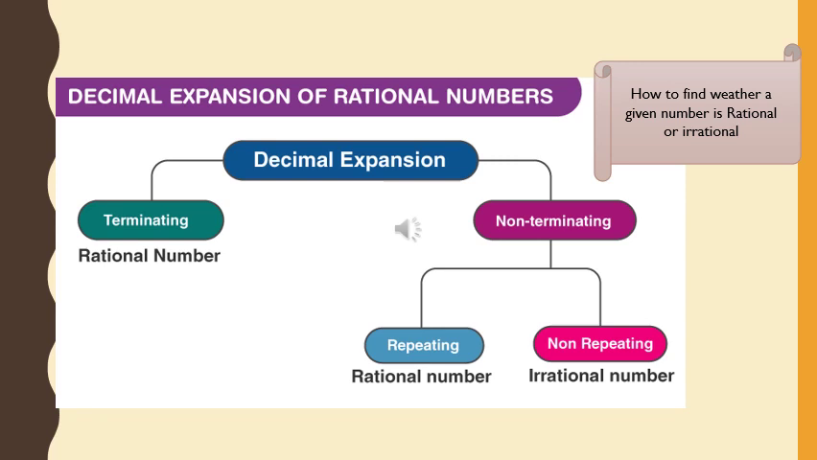So again, there are three kinds of decimal expansion: terminating, where the division process stops; non-terminating repeating, where a number or a set of numbers keeps on repeating and the decimal process does not stop; and non-terminating, non-repeating, where the decimal process will not stop and neither will it repeat. The first two kinds are rational numbers, whereas non-terminating, non-repeating are irrational numbers.